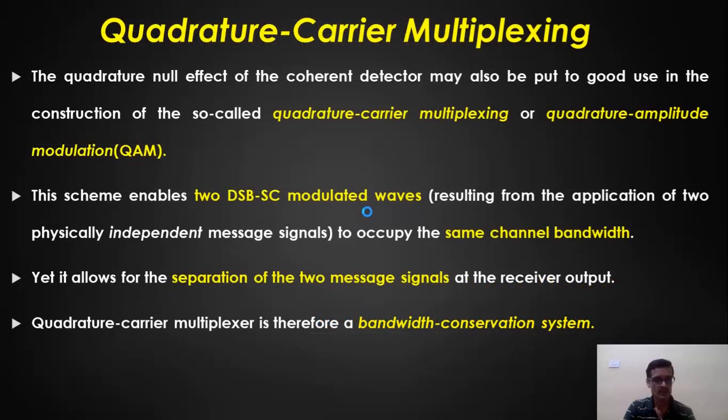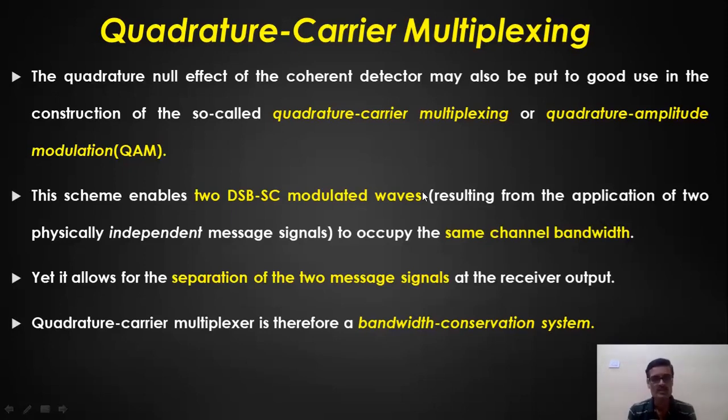Now, in the Costas receiver, whatever I explained in my previous video, if you have seen, the quadrature null effect can be overcome by using that coherent or Costas receiver. The same concept can be extended even here for quadrature carrier multiplexing. Now this quadrature carrier multiplexing is also called quadrature amplitude modulation, because this process is a type of double sideband suppressed carrier signal only. The output we get here is two independent DSB-SC signals, by modulating using a quadrature carrier.